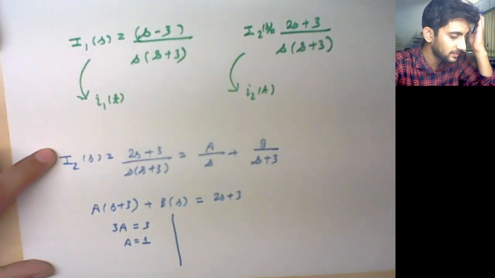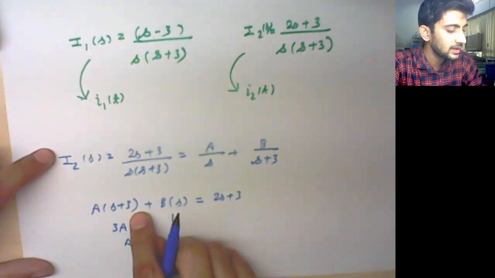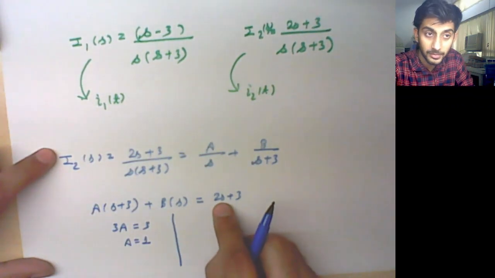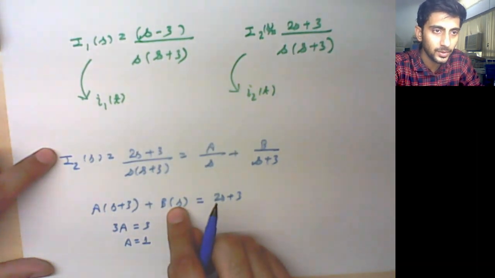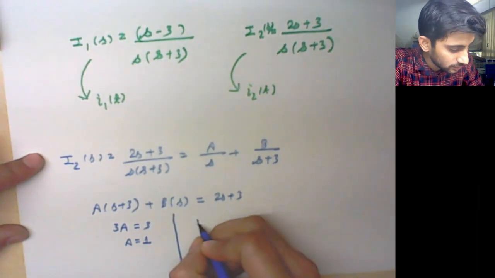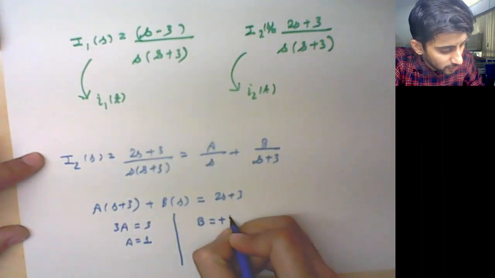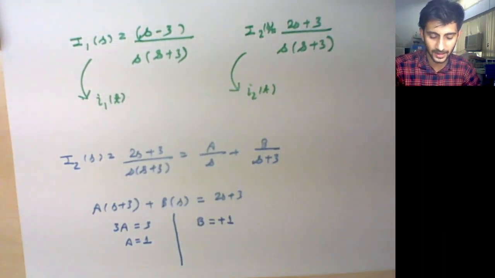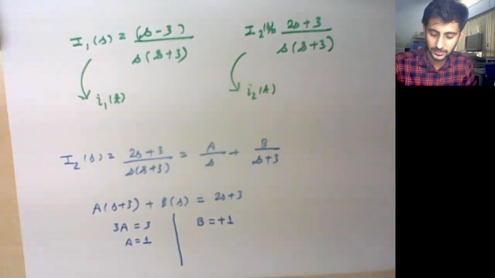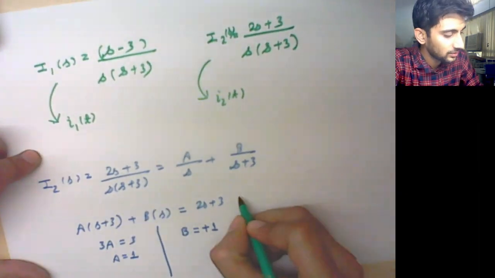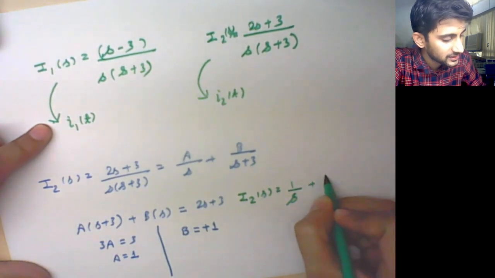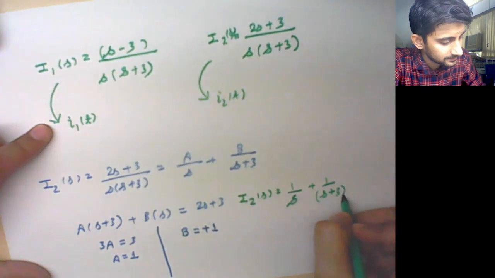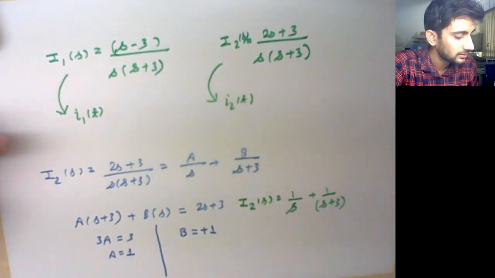Similarly, you can solve for B by taking S equals minus 3. The moment you take S equals minus 3, this would become minus 6. Minus 6 plus 3 is minus 3, but you have taken a minus 3 over here as well. So your B will be equal to positive 1. So your A equals 1 and your B equals 1 as well. So you can simply say that I2 of S is equal to 1/S + 1/(S + 3).